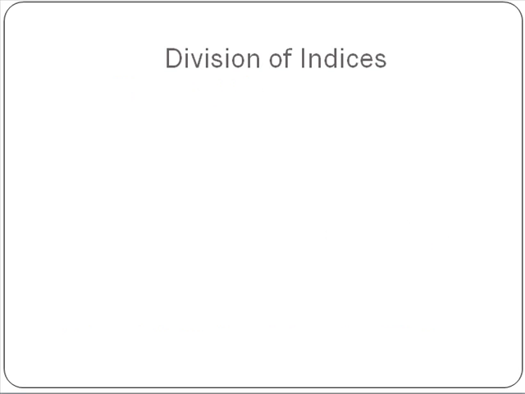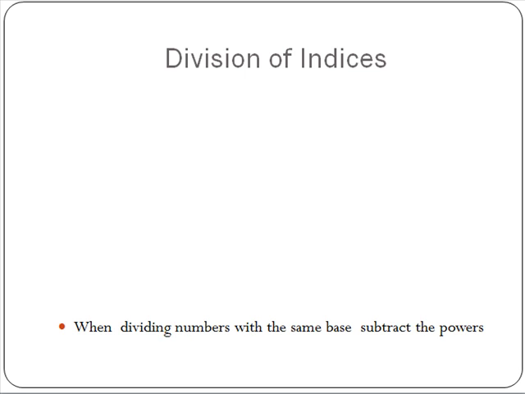For division of indices, we have a similar rule. When dividing numbers with the same base, subtract the powers. For this example, we'll use 2 to the power of 6 divided by 2 to the power of 4. As these have the same base, we can just subtract the powers. In this case, the powers are 6 minus 4. 6 minus 4 gives us 2, so our answer is 2 to the power of 2.